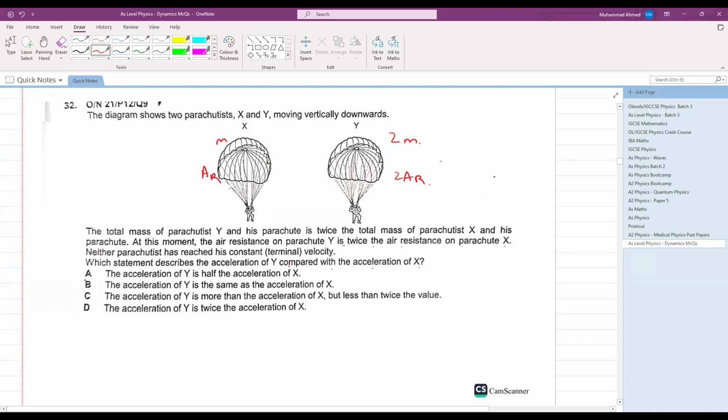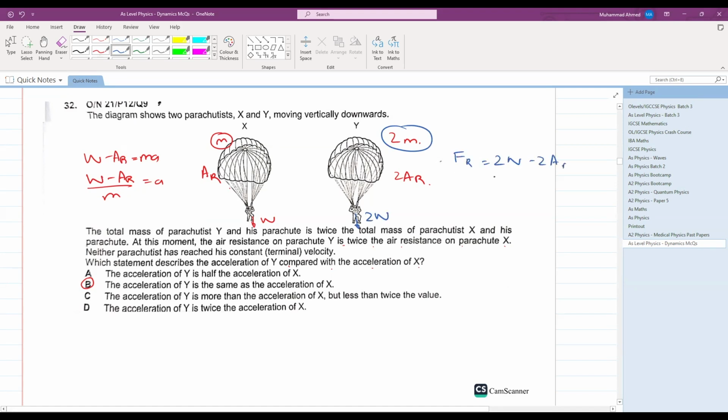Both will be the same. Why will both be the same? Can you realize the extra mass? For X, weight minus AR is equal to ma. Weight minus AR divided by m will be your acceleration for X. Now the extra mass at point Y will generate extra weight. I agree with that with you guys. Resultant force will become what?